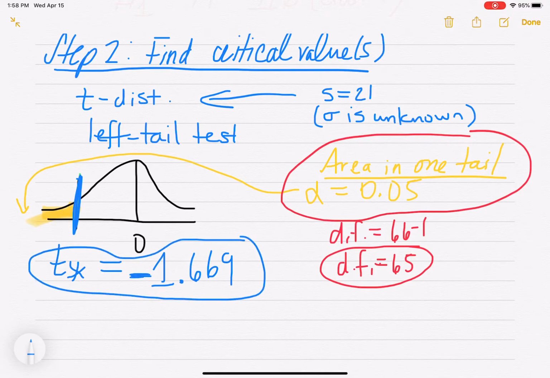Be aware that when you're looking up something in the T table, it's only going to give you the positive value, because the T table reads from the right tail. The Z table reads from the left, the T table reads from the right. So if you get a positive value and you need a negative value, just make the sign negative. Okay, so we got negative 1.669. All right, next step.